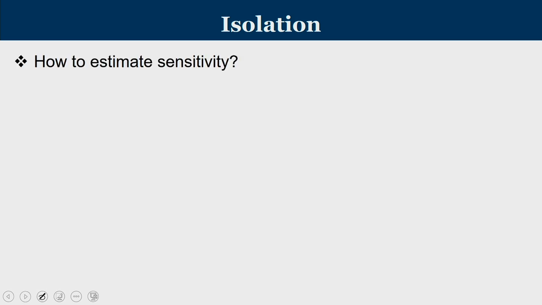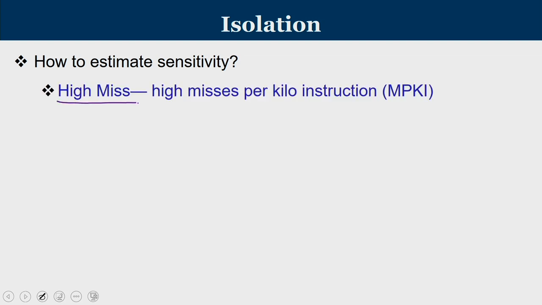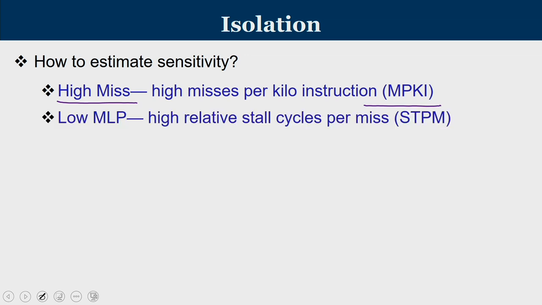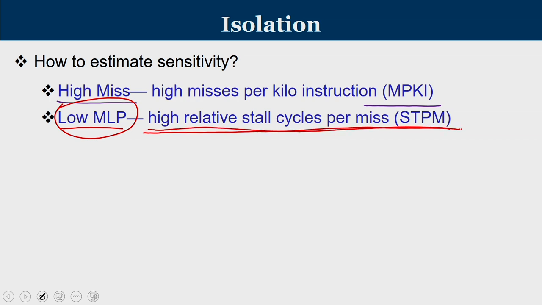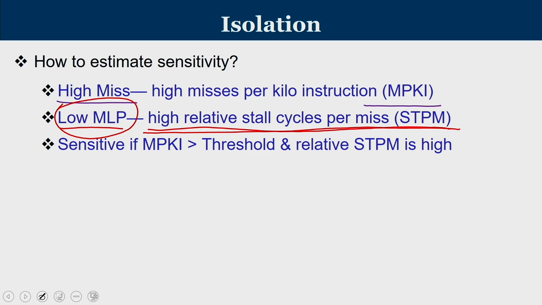Now, how will you find this out? How are you going to estimate the sensitivity? When you have a high number of misses for an application, generally measured as MPKI, misses per kilo instruction, and low MLP, high relative stall cycles per miss. So, there are multiple misses. We have learned about non-blocking caches. A cache memory can still facilitate hits even though it is processing a miss. But there can be a case where I cannot proceed to the adjacent instruction because I am stalled, because my previous miss is not yet serviced. Such applications are said to have low MLP, memory level parallelism. So, it has high relative stall cycles, STPM. An application is said to be sensitive if its MPKI is greater than a threshold and its relative STPM is high, above a threshold value.